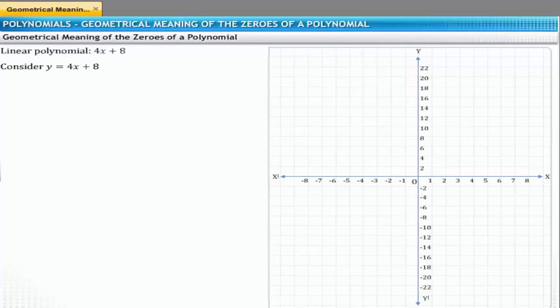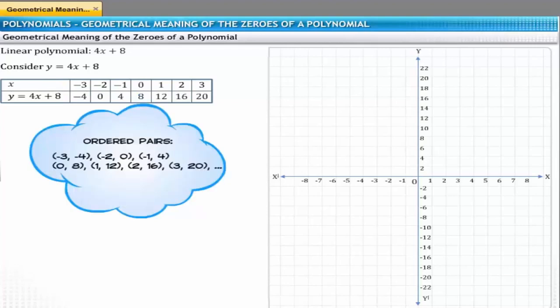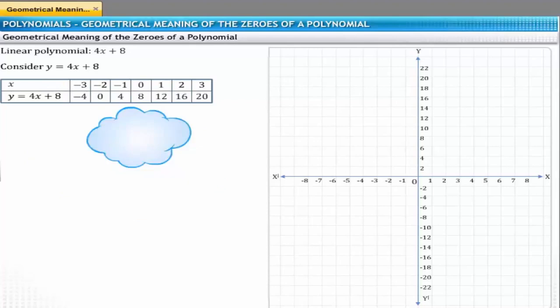You must first determine the points representing the x and the y coordinates. For this, we'll assume a few values for x. Substituting these values of x in the equation and simplifying it will give us the values of y. This table gives the x coordinates and the corresponding y coordinates. The x coordinate and the corresponding y coordinate together form an ordered pair that represents a point. Let's locate these points on the graph.